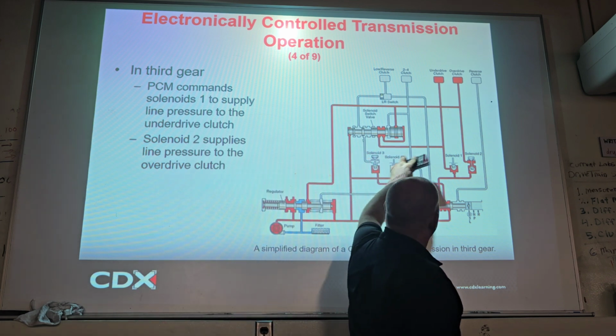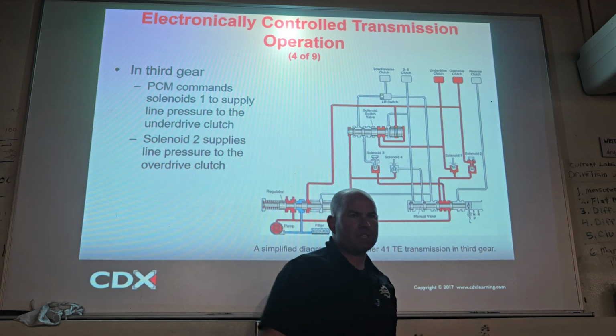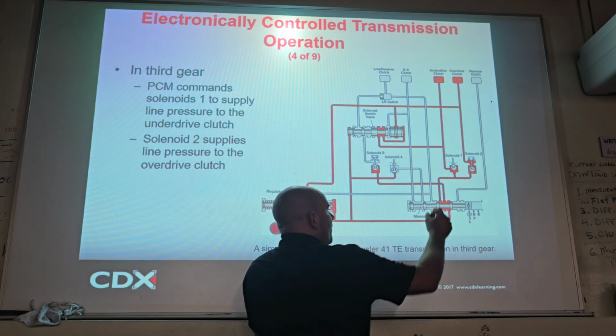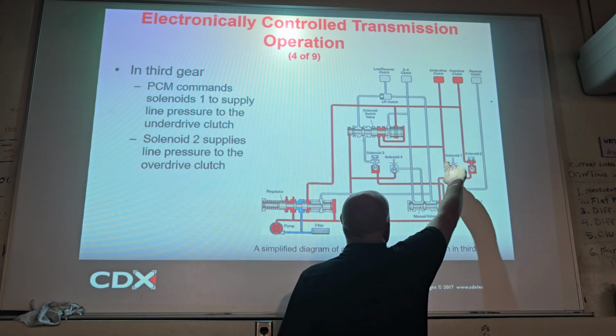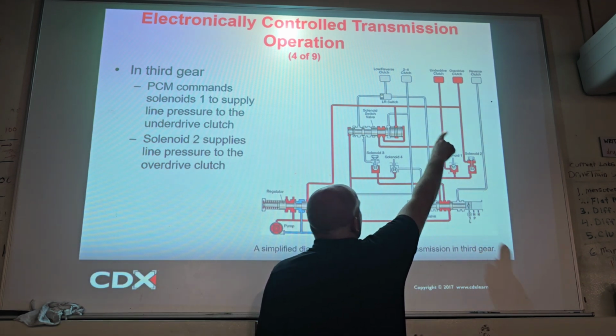S3 is off, S4 is off, S1 is on, and S2 is on. Make sense? If we have S1 on and S2 on, what are they sending fluid to? Underdrive clutch and overdrive clutch.